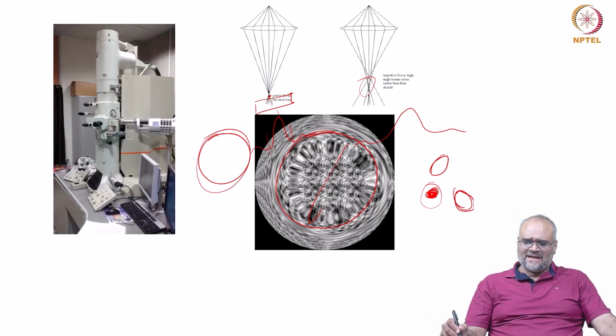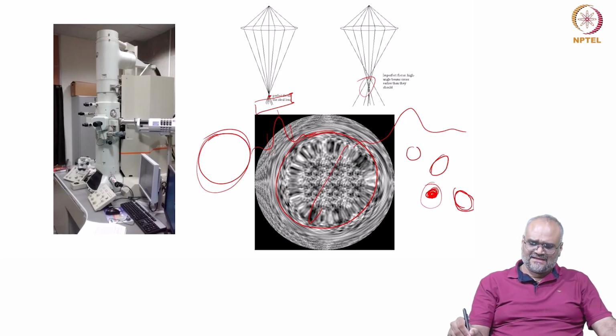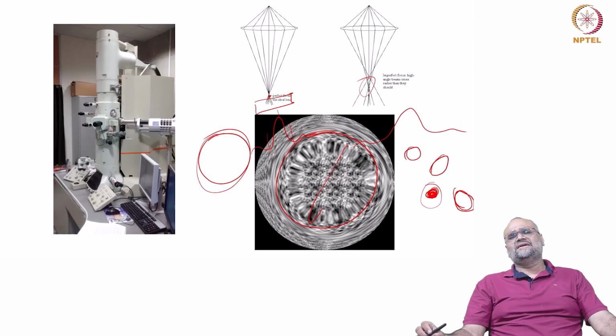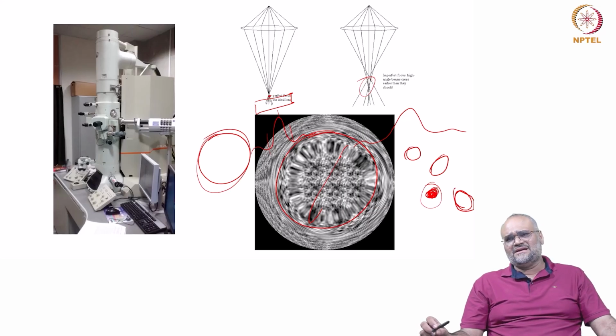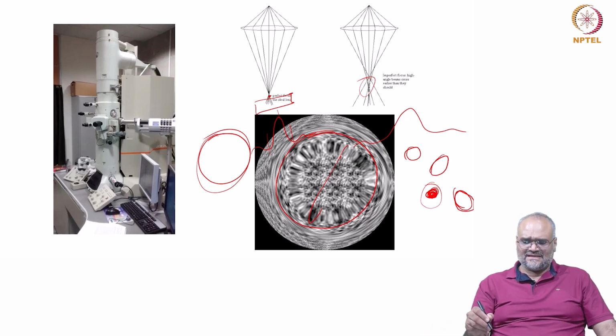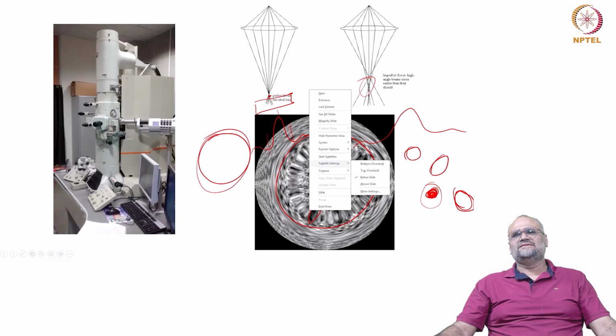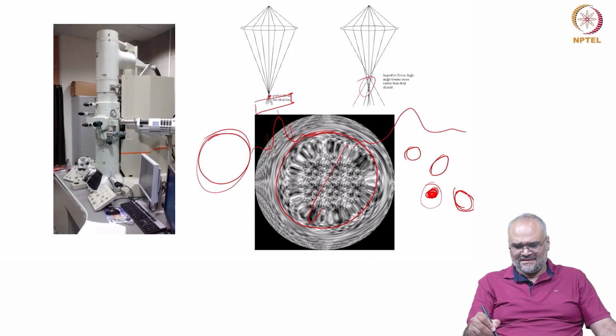And I have to try to make it as circular as possible, and even if I go over and under focus, if it remains nearly circular, I would have corrected my aberration due to the condenser astigmatism. And after this I have to insert an aperture. So let me give the aperture another color here. So let us say my aperture is somewhat like this.